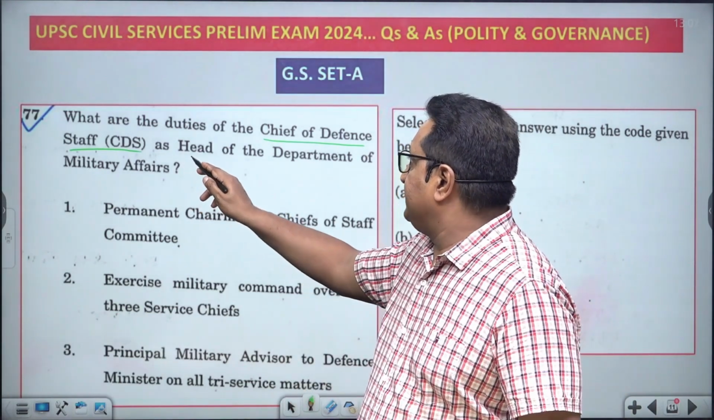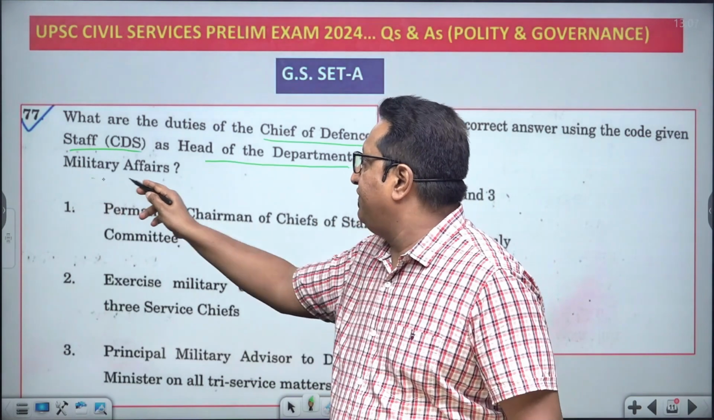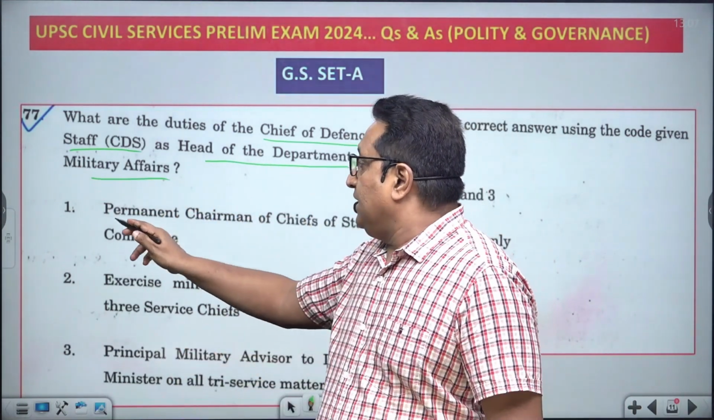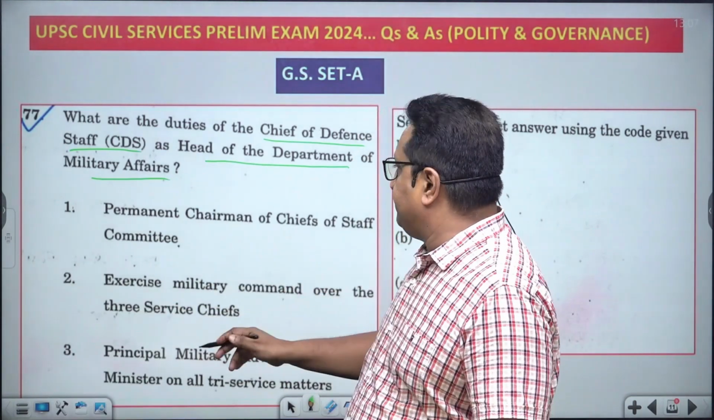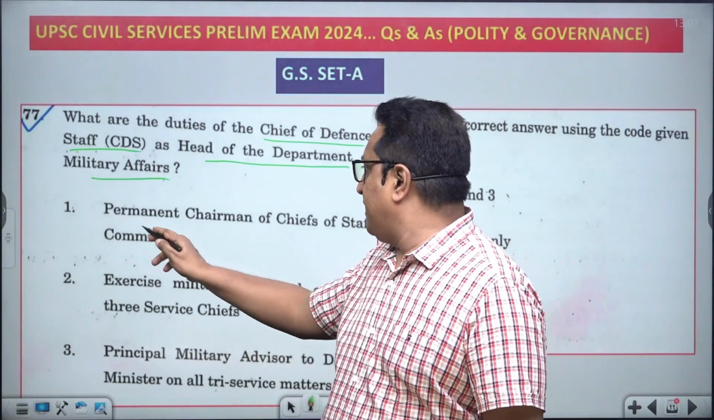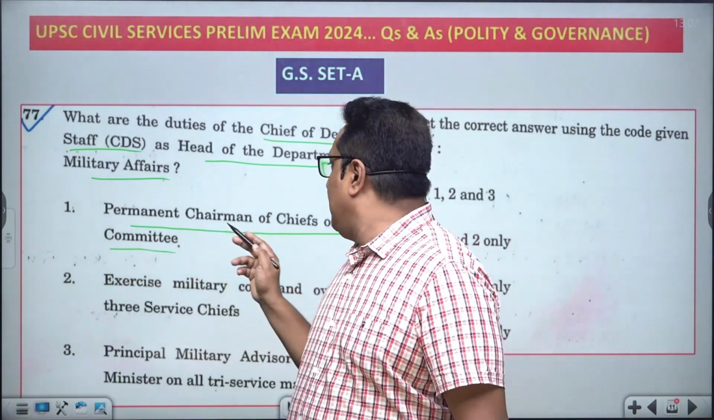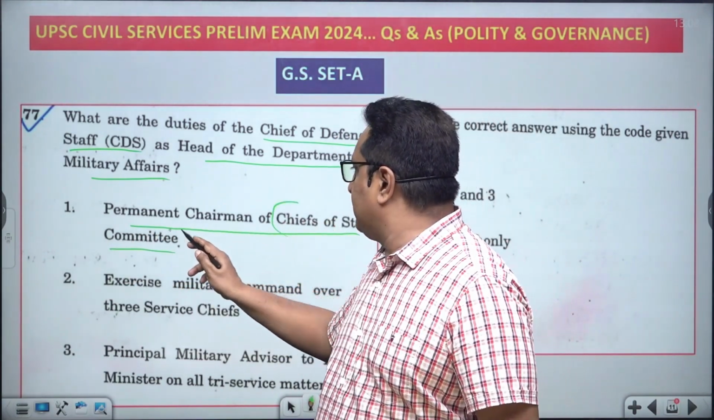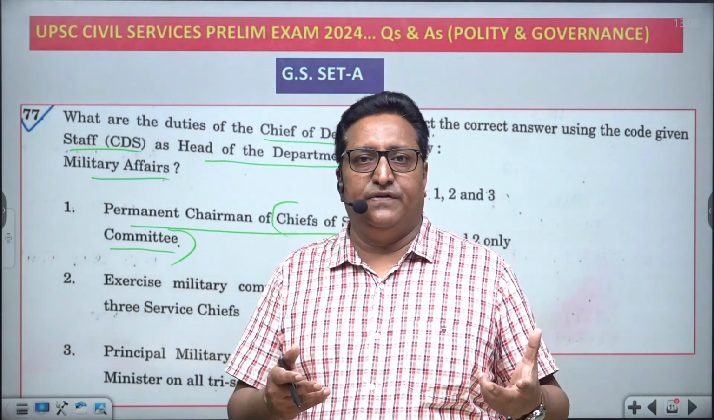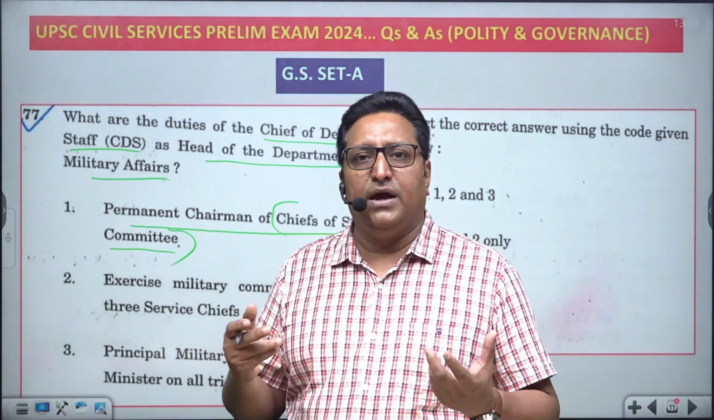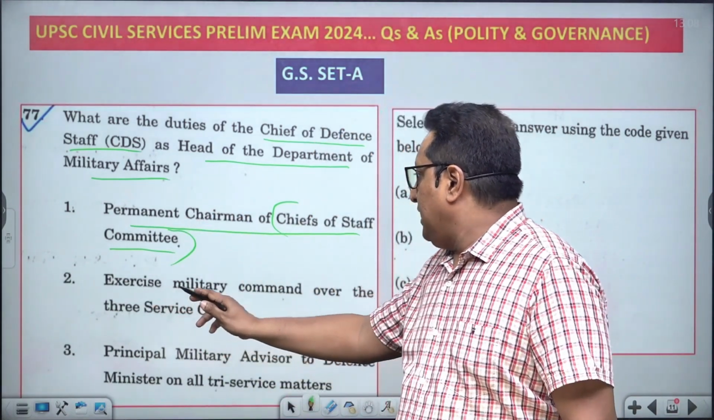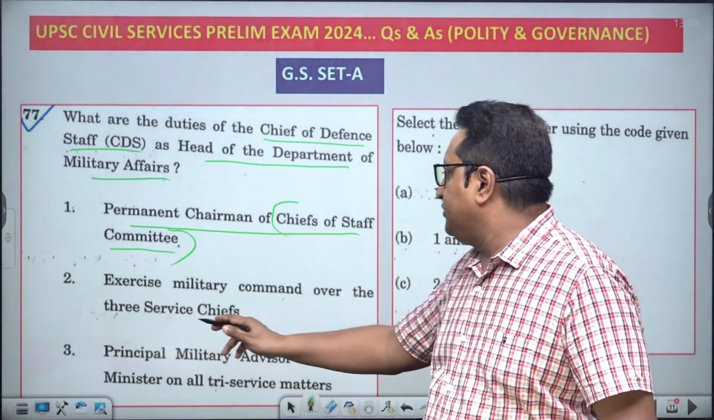Now, CDS heads the Department of Military Affairs. It gives you three statements. One: permanent chairman of the Chiefs of Staff Committee. Yes, that's correct. He is the permanent chairman of the Chiefs of Staff Committee, and this committee comprises all three chiefs: Naval Chief, Army Chief, and Air Force Chief. So this committee is chaired by the CDS. Two: it exercises military command over the three services chiefs.